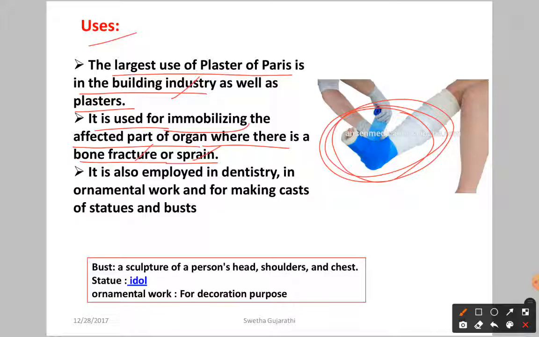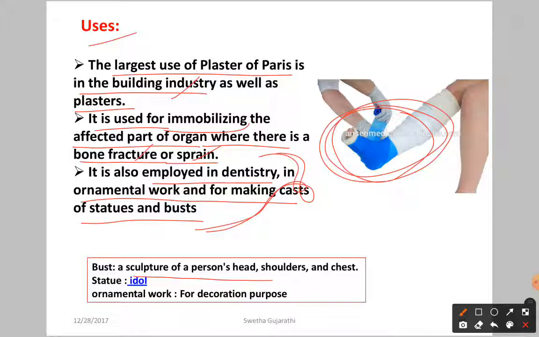Okay, and it is also used in dentistry, nothing but for dental use, in ornamental work, and for making casts of statues or busts. Simply what I want to convey is, for preparing what? Like a sculpture of a person's head and shoulders, for making statues, we are going to use the plaster of Paris. As you know very well, for making Ganesh statues, we are going to use plaster of Paris.